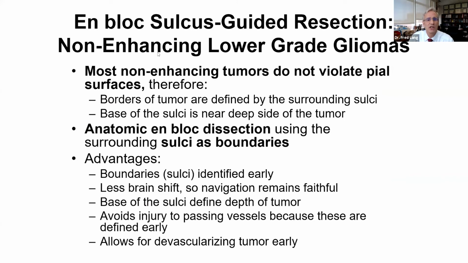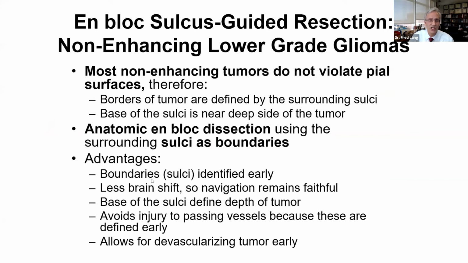So the concept here is that most non-enhancing tumors do not violate the pial surfaces. Therefore, the borders of the tumor are actually defined by the surrounding sulci. And indeed, if you look carefully on most MRIs, the base of the sulci is often near the deep side of the tumor. So what that means is you can perform an anatomic en-bloc dissection using these sulci as boundaries.